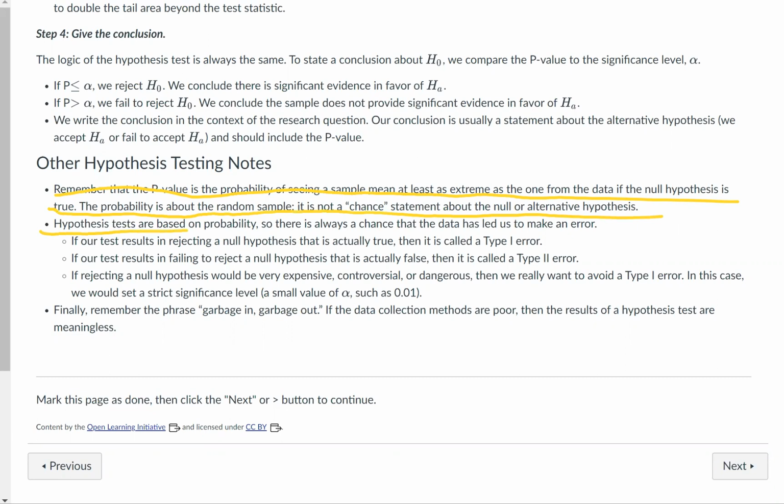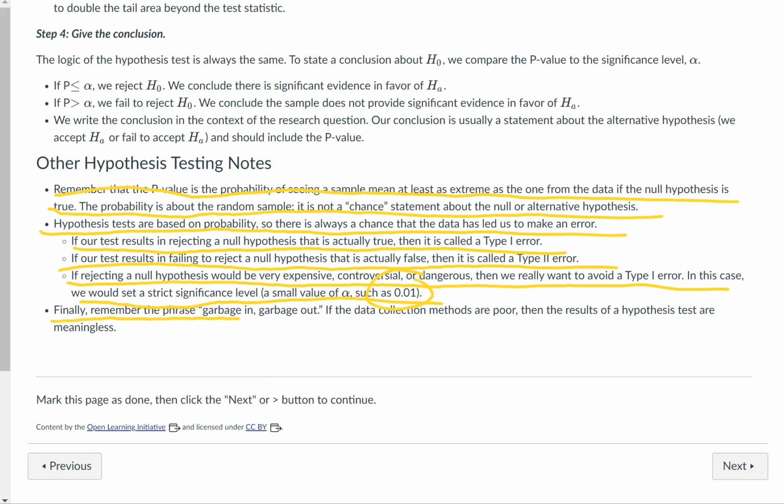Hypothesis tests are based on probability, so there's always a chance that the data has led us to make an error. If our test result is rejecting a null hypothesis that is actually true, that's called a type 1 error. If our test result is failing to reject a null hypothesis that is actually false, it's a type 2 error. If rejecting a null hypothesis would be very expensive or controversial or dangerous, then we really want to avoid a type 1 error. In this case, we would set a strict significance level, alpha really small, like 0.01.